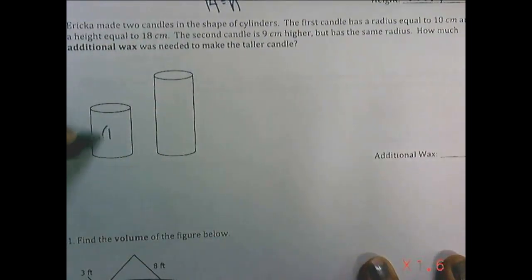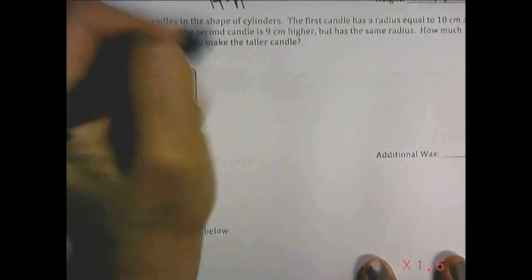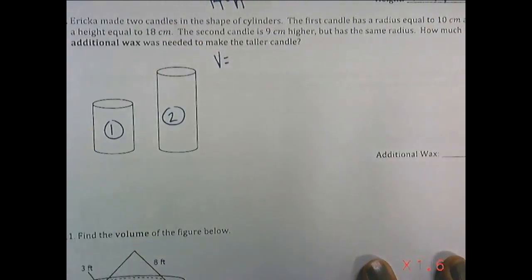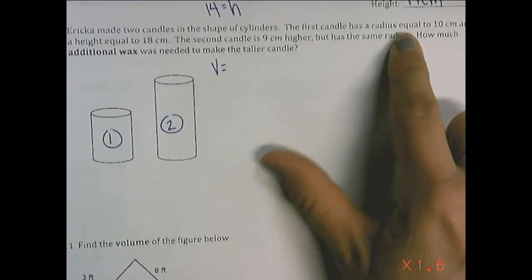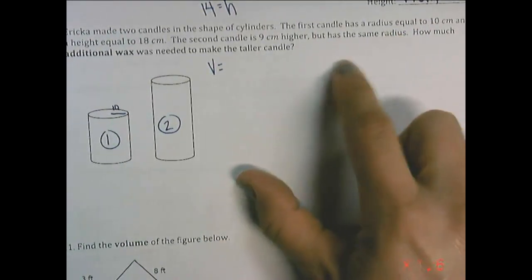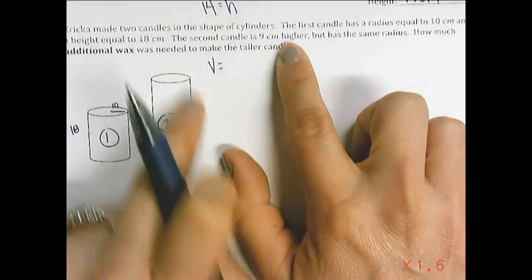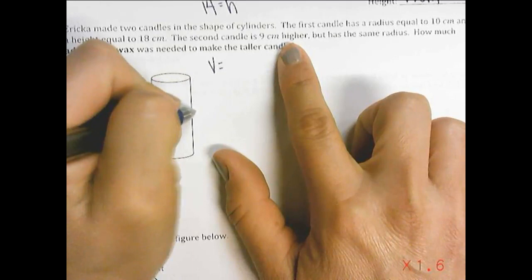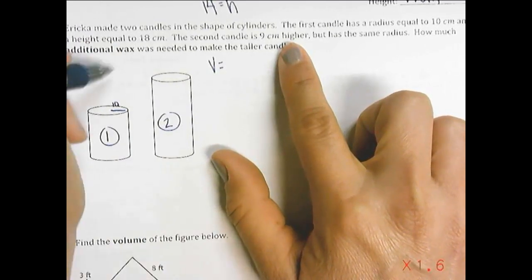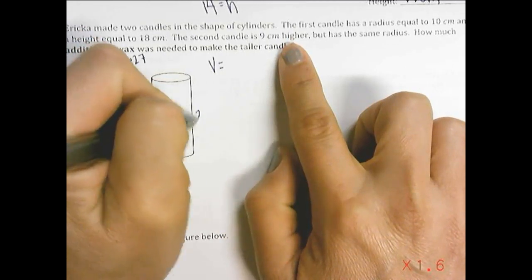Okay, my suggestion for this one is this would be figure 1, this would be figure 2. I want to find the volume of figure 1. What it tells me is that the first candle has a radius equal to 10 and a height of 18. The second candle is 9 centimeters taller, so I'm going to take 18 and add 9 and get 27. So I know the height of this one is 27.